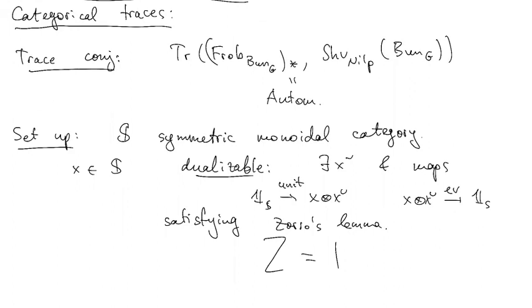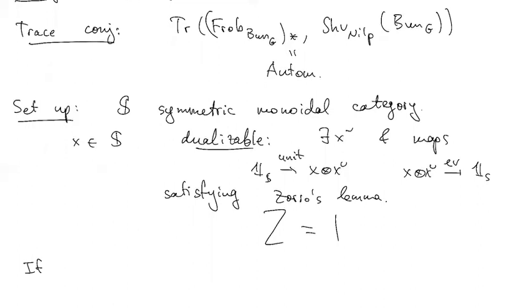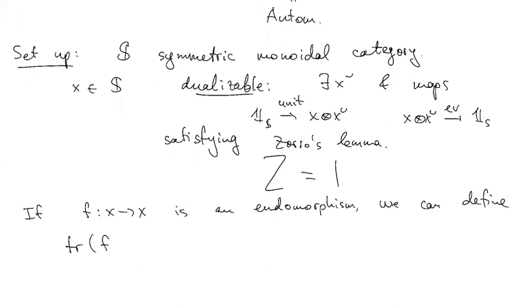You have this kind of duality. You could notice that I'm not careful about the order in which I write things, but this is because it's a symmetric monoidal category, and I'm not going to need anything more. So then in this case, if F from X to X is an endomorphism, we can define the trace of F acting on X.